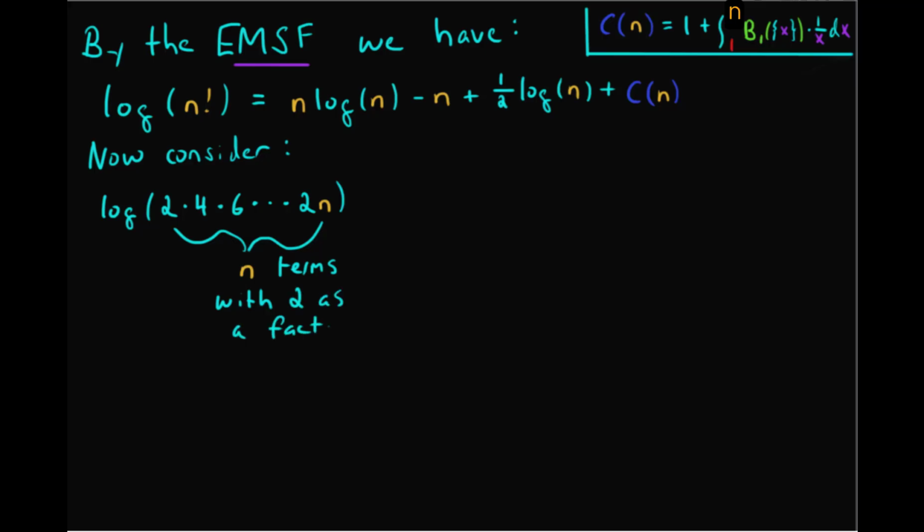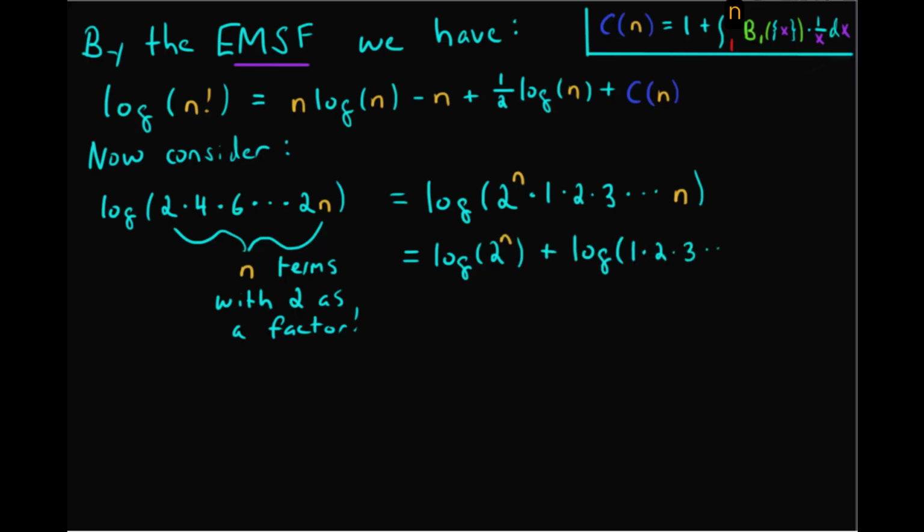I have n such terms with 2 as a factor, so this logarithm would actually equal the log of the quantity 2 to the n times 1 times 2 times 3 times 4 times all the way up to n. In other words, 2 to the n times n factorial. By the rules of logarithms, this is going to equal the log of 2 to the n plus the log of 1 times 2 times 3 times all the way up to n. And then again, by the rules of logarithms, this is going to equal n times the log of 2 plus the log of n factorial.